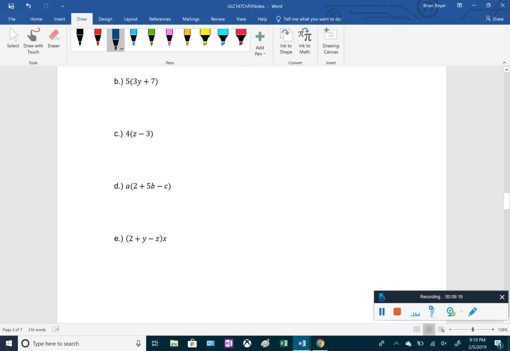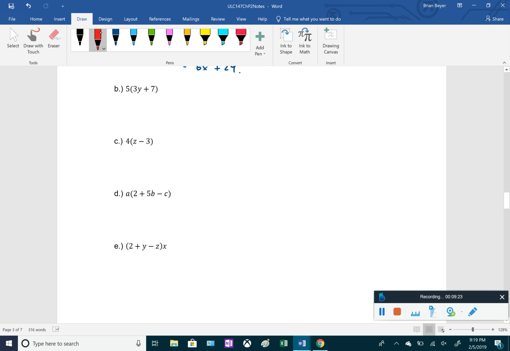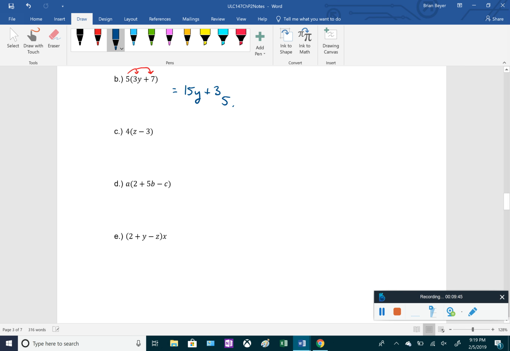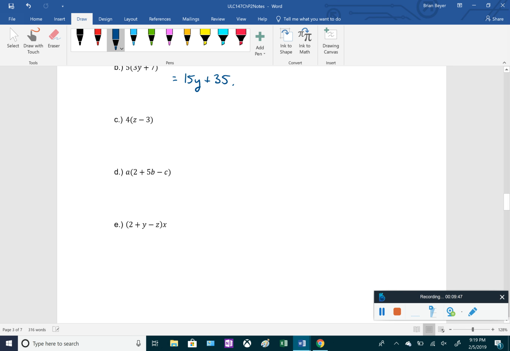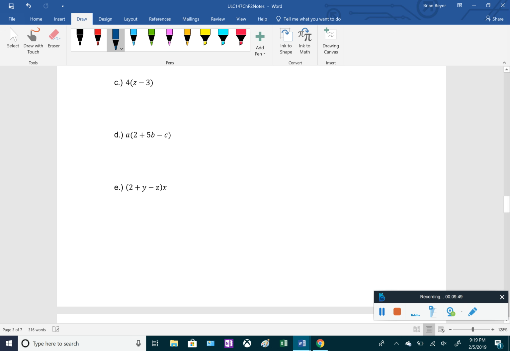Next one, we have 5 times 3y plus 7. So once again, we're going to distribute that 5 being multiplied out front. So we're going to multiply both of those terms by 5. I'm not going to write an intermediate step. I'm just going to skip to the answer here. 5 times 3y is 15y, plus 5 times 7 is 35. Okay, and then for the next one, 4 times z minus 3.